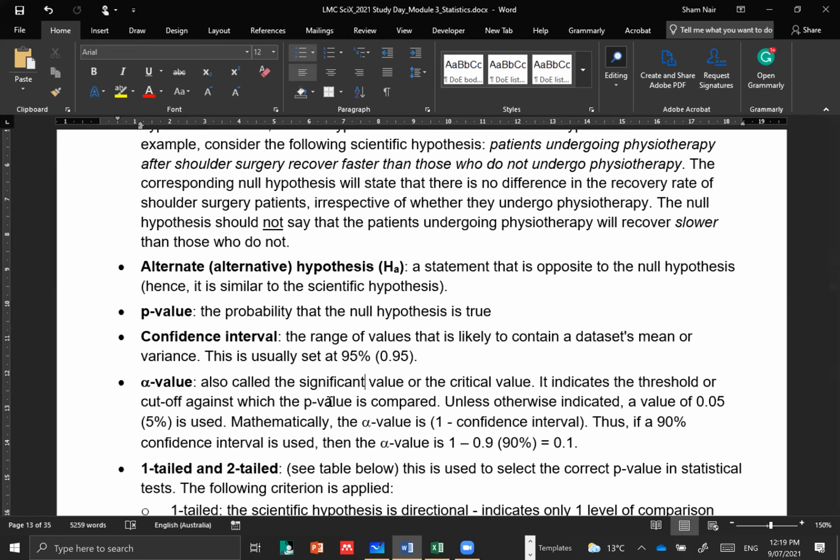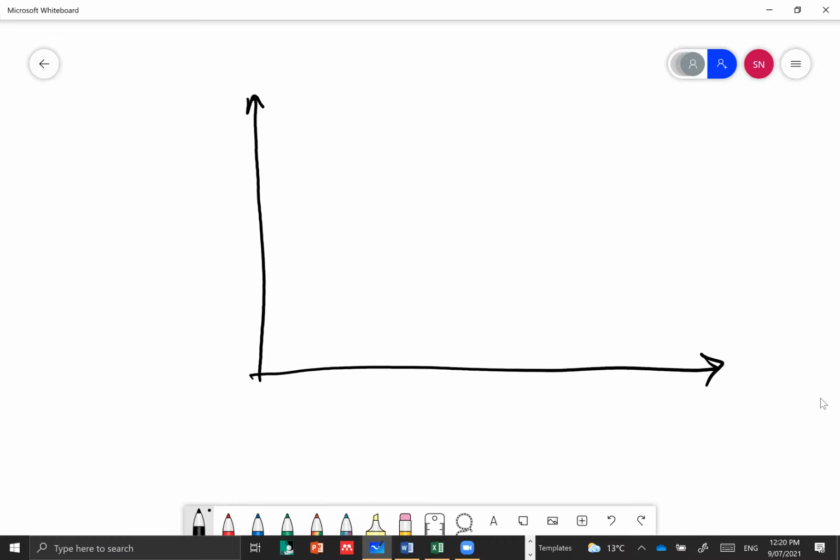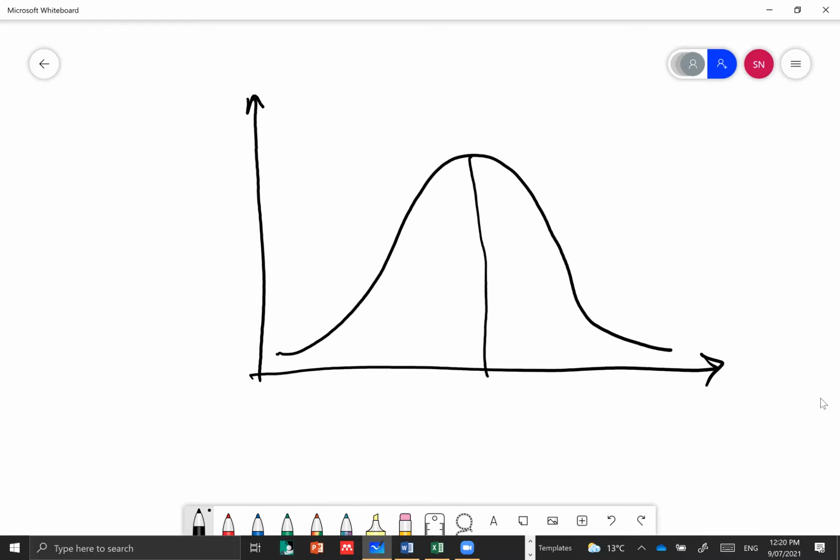So what I'm going to do is I'm going to go back to this. Again, we have our distribution. That's what I mean by we need to know this distribution really well. So once again, here's the mean.